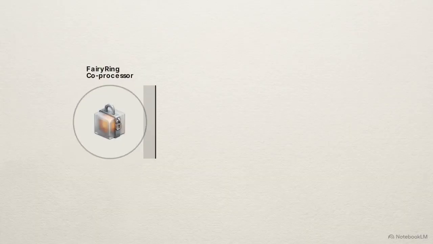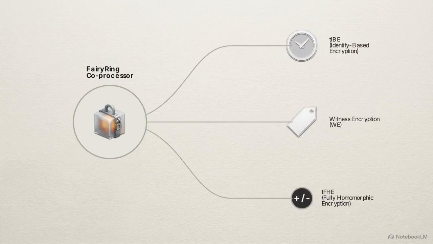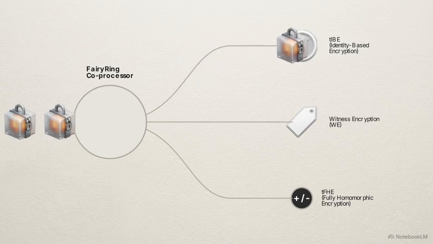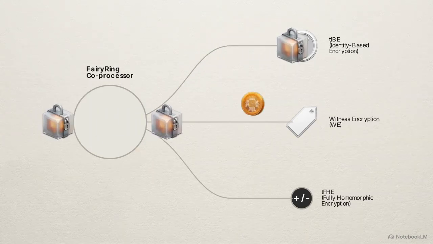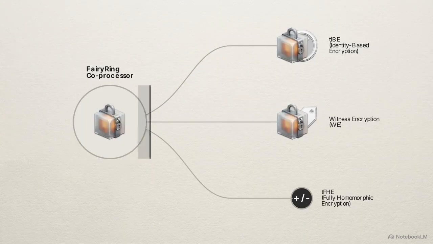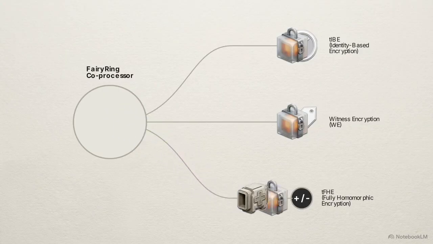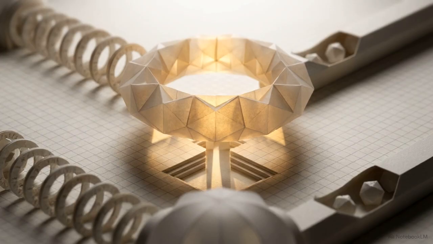This diagram shows a unified API parsing an incoming transaction intent. It analyzes its specific conditional requirements before assigning the cryptographic method. The coprocessor orchestrates the transaction. It routes temporal conditions to tIBE, state-dependent logic to witness encryption, and hidden mathematics to tFHE. A decentralized application-specific blockchain handles this orchestration, functioning as an independent oracle for decryption keys.